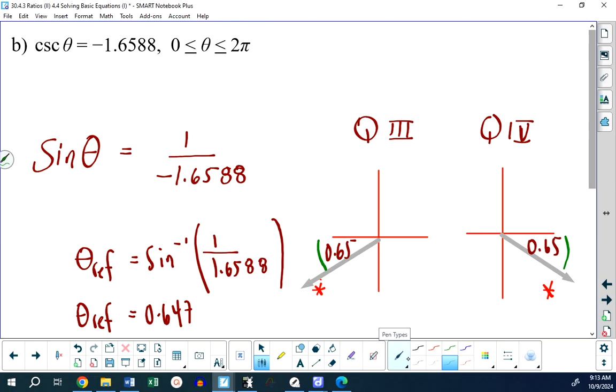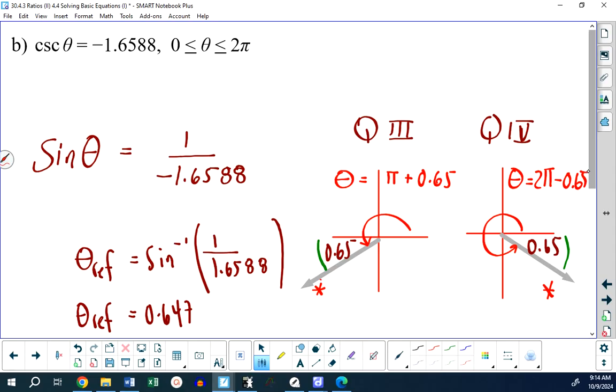How do we find the rotation angle, which will be this in quadrant 3 and this in quadrant 4? Well, if we were working in degrees for quadrant 3, we would take 180 plus the reference angle in degrees. But we're working in radians, so it's going to be pi plus the reference angle. So your theta here is pi plus 0.65, and here it's going to be 2 pi minus 0.65.